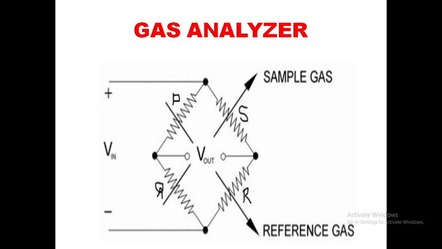In the next step, the resistors are exposed to the sample gas and the reference gas. If the gas sample contains an element having a different thermal conductivity than the reference gas sample, the Wheatstone bridge will be unbalanced. So, the output voltage is given in terms of the thermal conductivity.